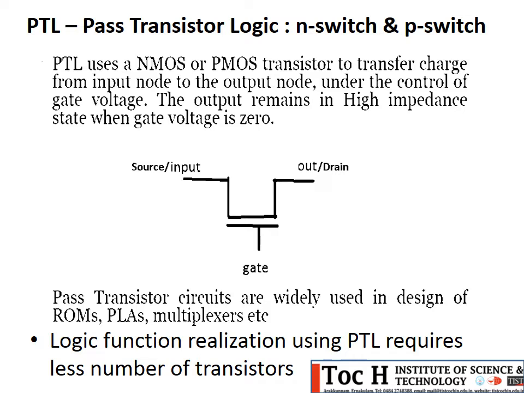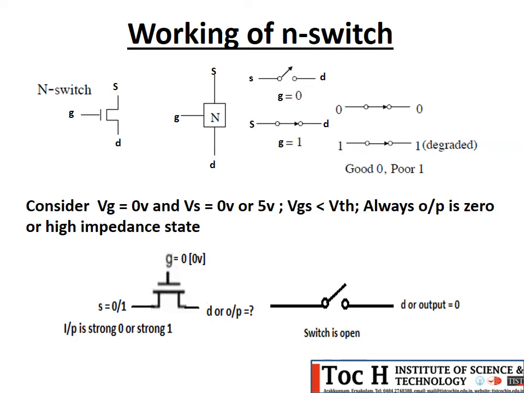The pass transistors are commonly used for logic realization for the easiness, because it requires less number of transistors to realize the various digital functions. So hence pass transistors are widely used in the design of ROM, PLAs, multiplexers, etc., and we will learn how to realize it. Moving on to the working of N switch.